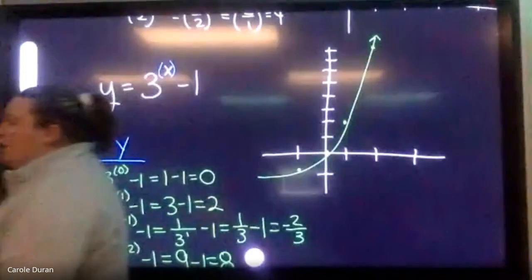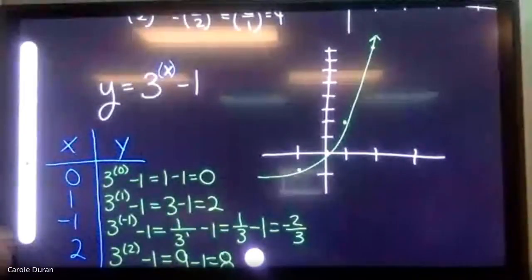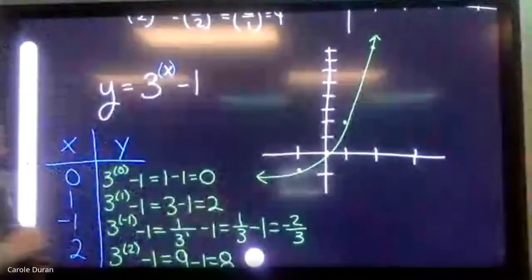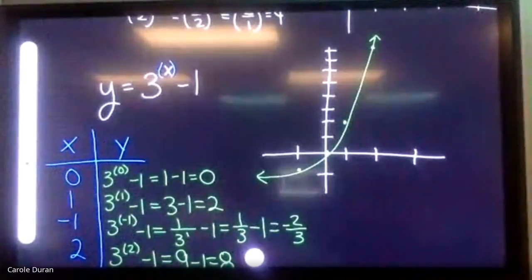Once we have our curve, we go ahead and draw it. Make sure you put an arrow on both sides, indicating that this does continue on indefinitely in both directions, because it is an infinite graph.